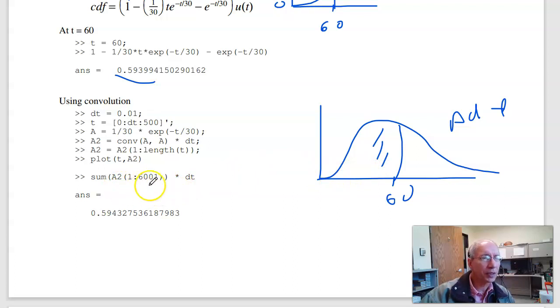Numerically, it's the width times height. So take the sum of all the a's, that gives you the height, times the width, that's the area. Also 59.4%. Again, not exact because I'm using Euler integration. Runge-Kutta would be better. Trapezoid rule would be better. But make the step size small, it'll be close.